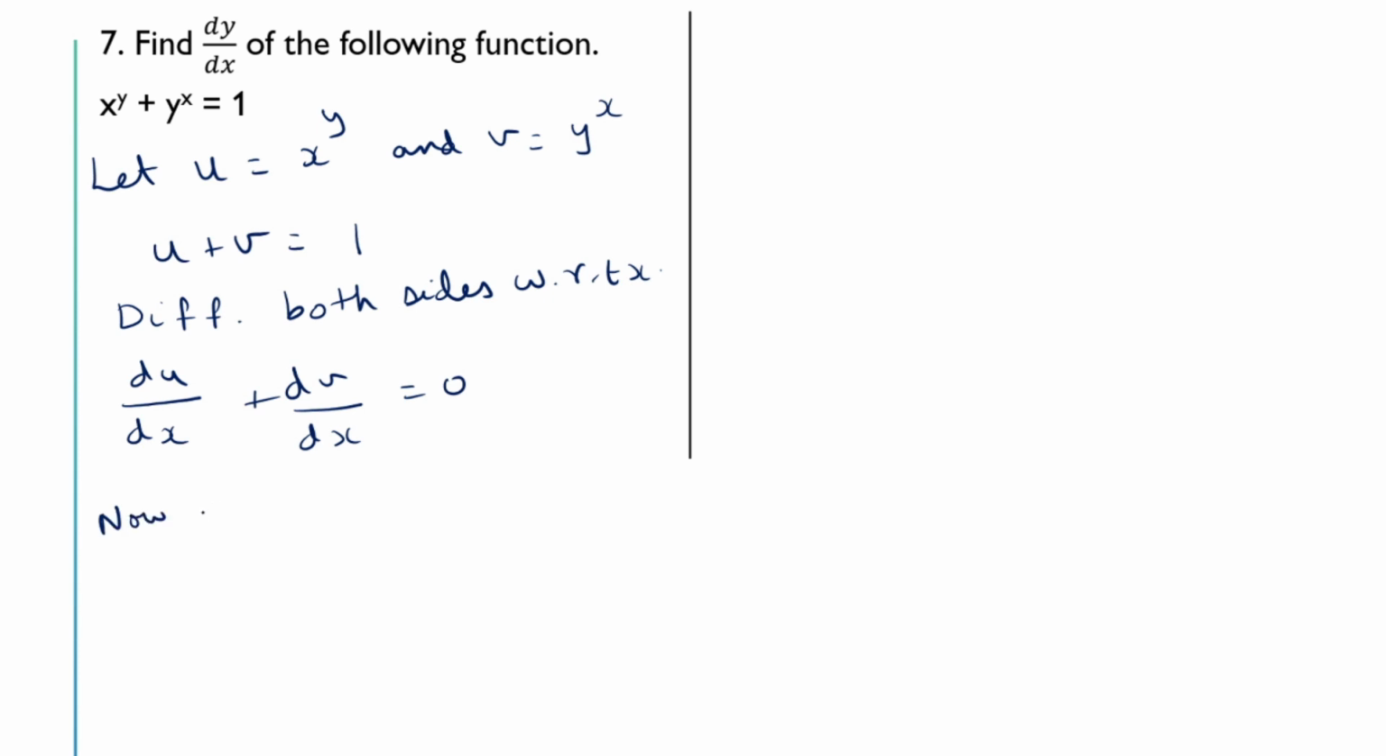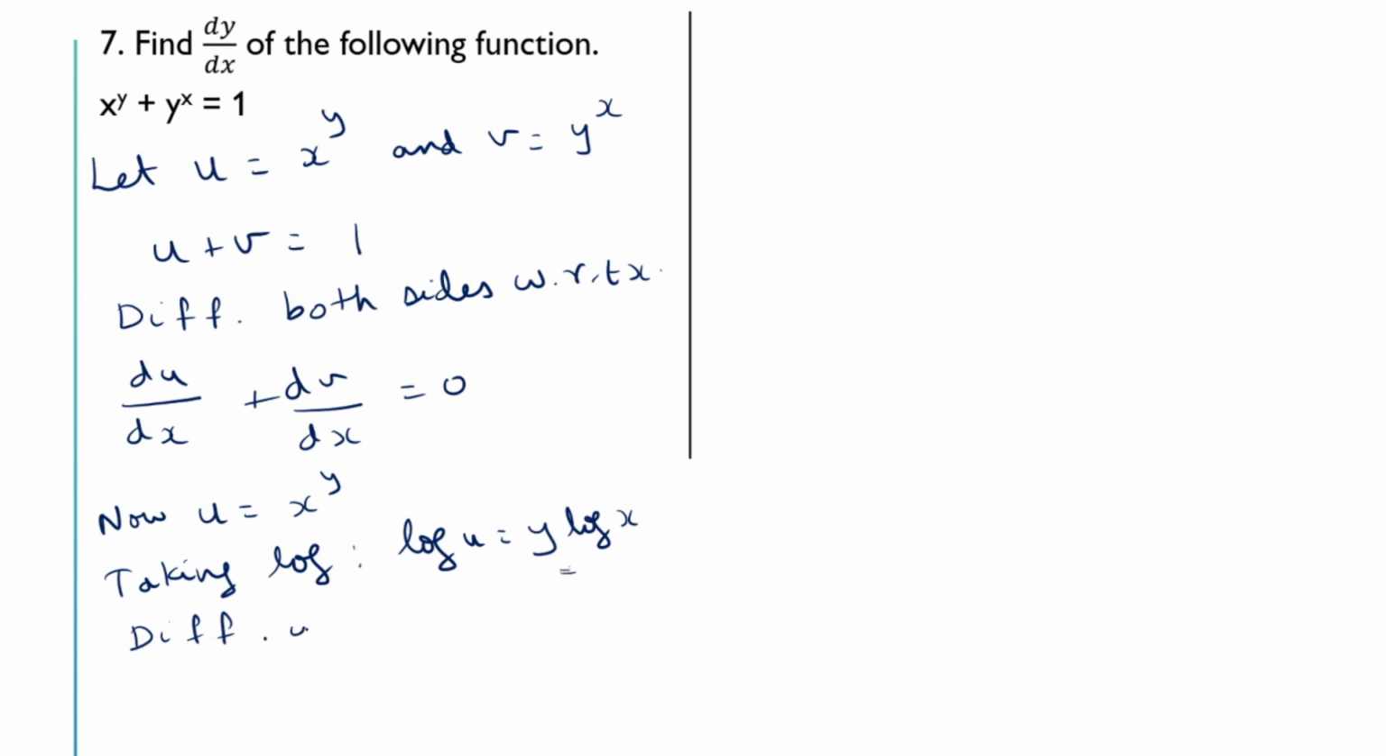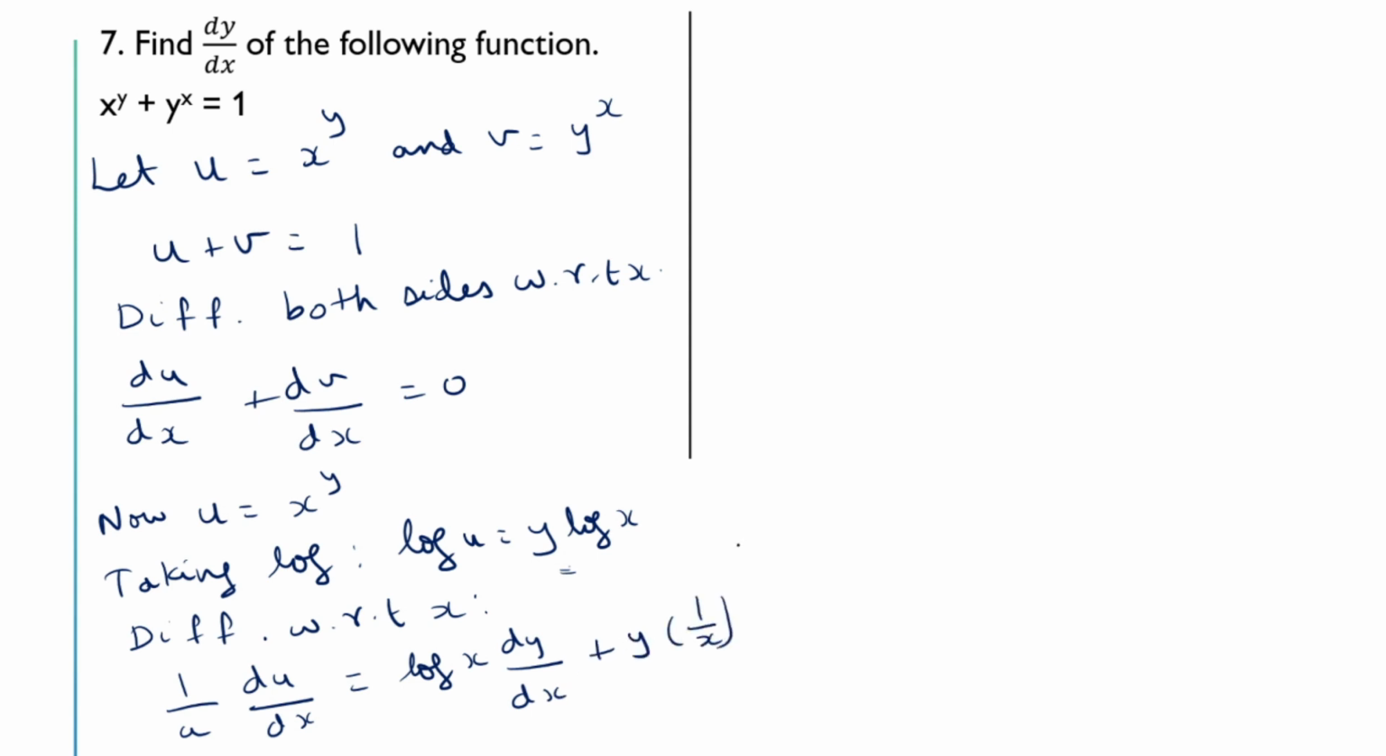Now u is equal to x raised to y, so taking log, we get log u is equal to y log x. Then differentiating this with respect to x, we get 1 by u du by dx is equal to log x into dy by dx plus y into 1 by x. Or we have du by dx is equal to u into log x dy by dx plus y by x.